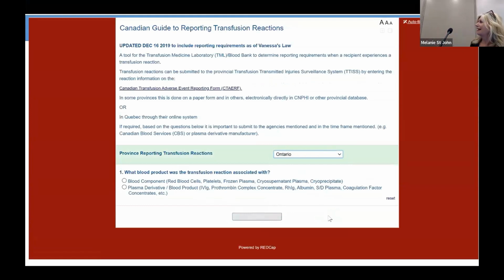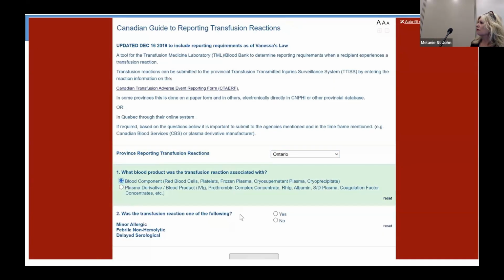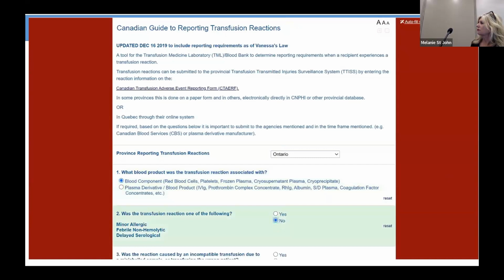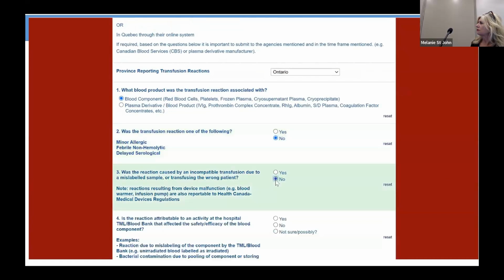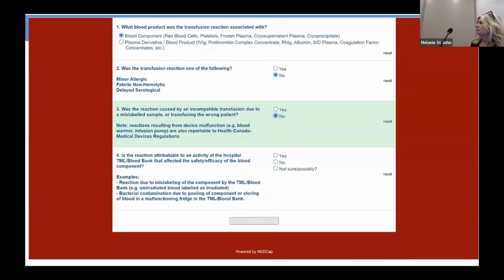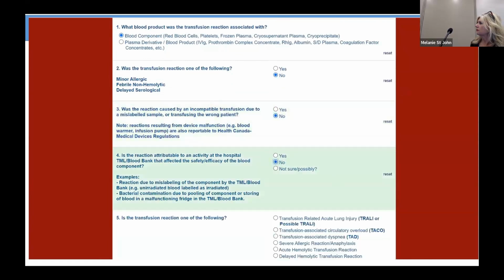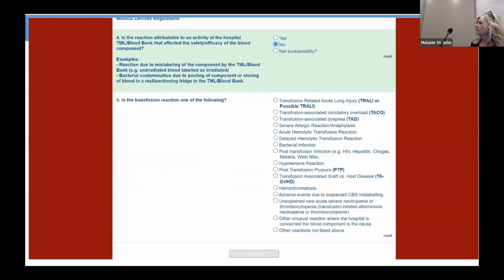So if I had that TACO reaction, I would have said it was a blood component. It was not one of these minor reactions. It wasn't caused by something incompatible or mislabeled sample or transfusion to the wrong patient. It wasn't caused by some activity that I did, pooling in the blood bank. And then it was a TACO reaction.